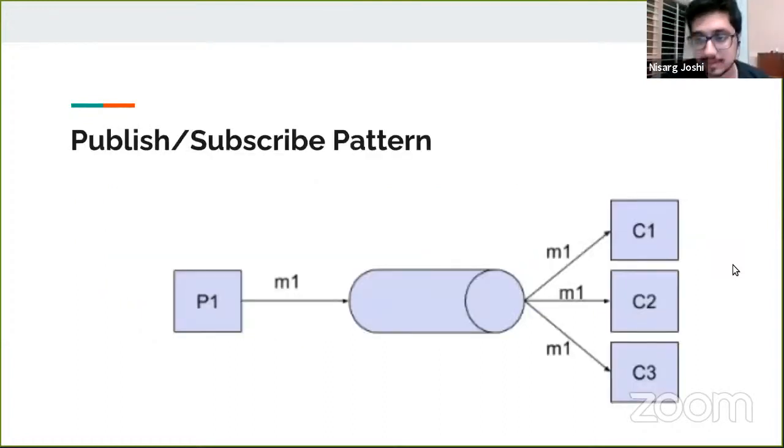Okay, so the first pattern, if you can see here, this is a publish subscribe pattern. This cylindrical thing is your message broker. It's like a pipe because people imagine it like a pipeline or a channel sometimes. So P1 is a publisher putting a message M1 onto this channel, and C1, C2, C3 are consumers that are subscribed to this channel. And whenever a message is put on the channel, a copy of the message is received by each and every subscriber. So it's not one copy per subscriber. No, everyone receives the same copy.